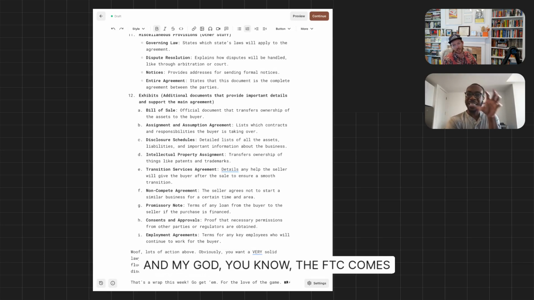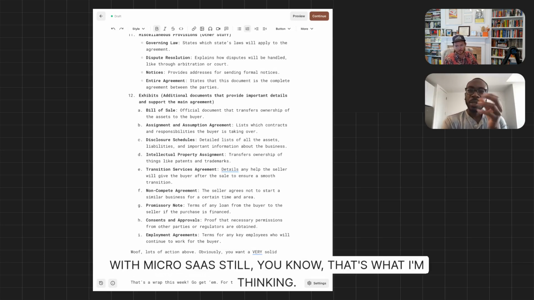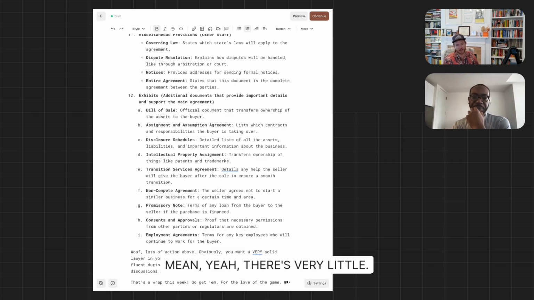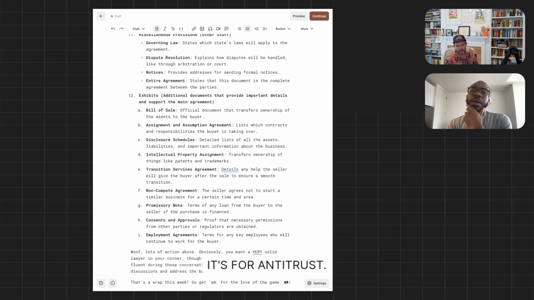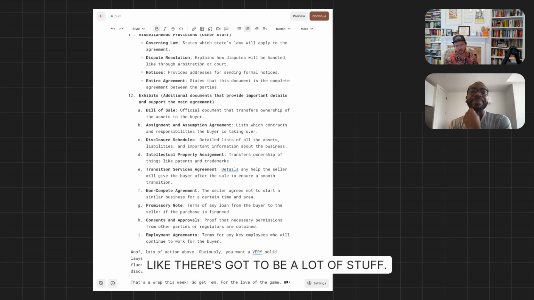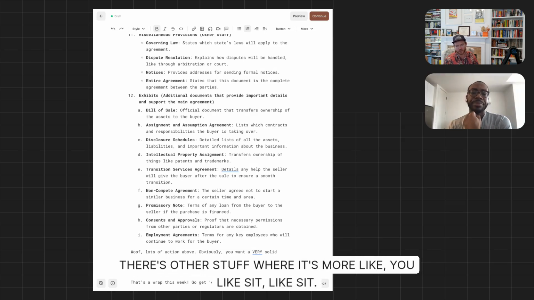But you don't really hear stuff like that with micro SaaS. That's what I'm thinking. There's very little. You'd have to buy every micro SaaS company in a category for antitrust to matter. It's got to be monopolistic. Exactly. There's got to be a lot of stuff. There's other stuff where it's more like, oh, you like.